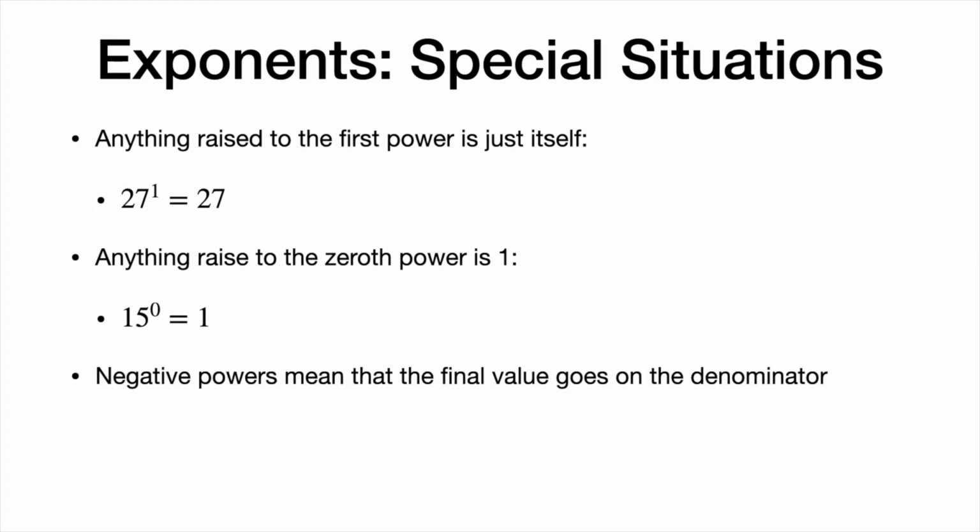So then you can also have negative powers. The negative power is very similar, but it means that the final value goes into the denominator. So for example, if I have 3 to the negative 4th, if I had 3 to the 4th, that would be 3 times 3 times 3 times 3, which would be 81. But if I have 3 to the negative 4th, that means all of those go in the denominator. So it's 1 over 3 times 3 times 3 times 3. So it's 1 over 81. Okay, so that's what a negative power means. It means that it goes in the denominator.